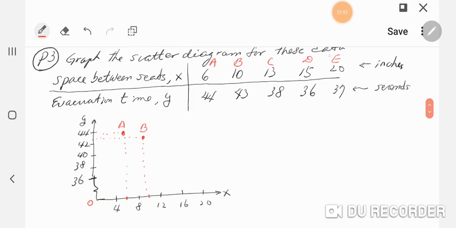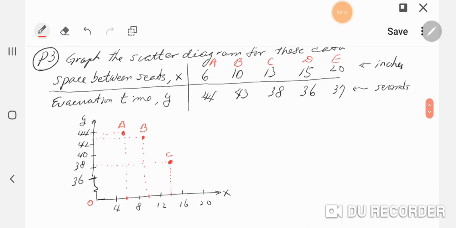Okay, how about C? C is 13 and 38. 13 is over here. This is 13, and 38 is going all the way up to 38. So this is 38, right? So the intersection is where the point is located.